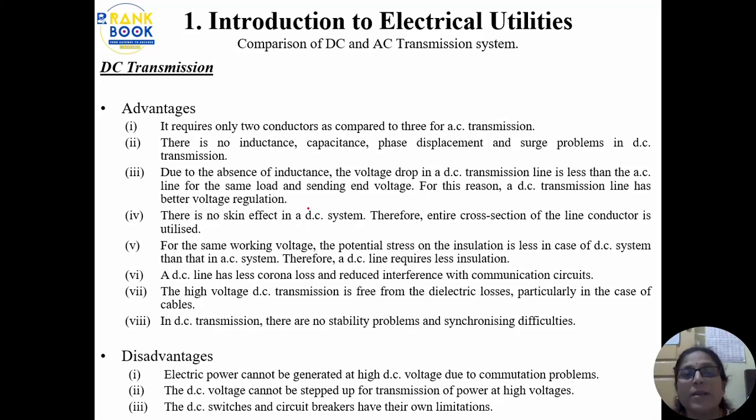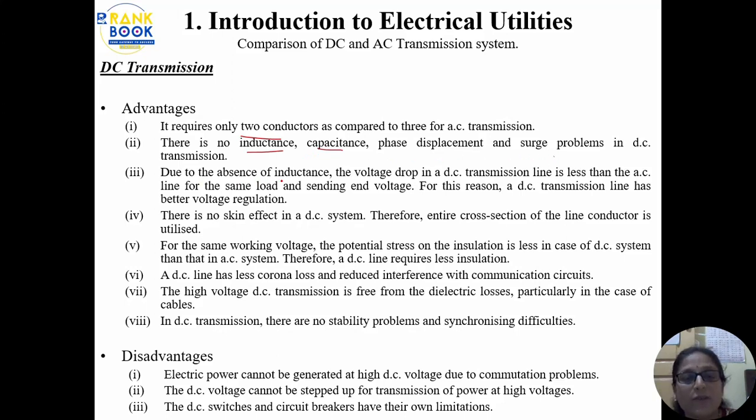So we can compare the direct current with alternate current transmission system. So in case of direct current transmission, we have advantages like it requires 2 conductors, and there is no inductance, capacitance, phase displacement or surge problems.